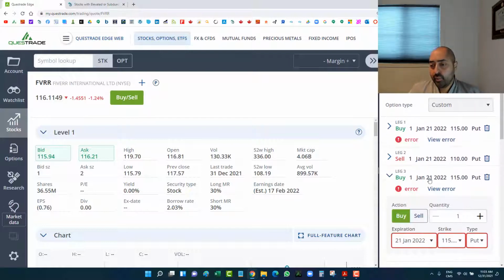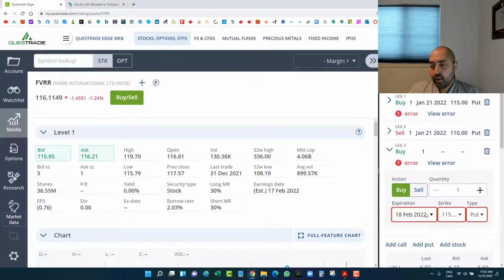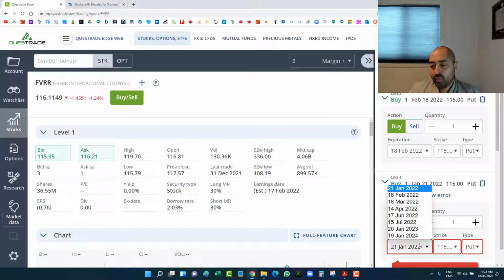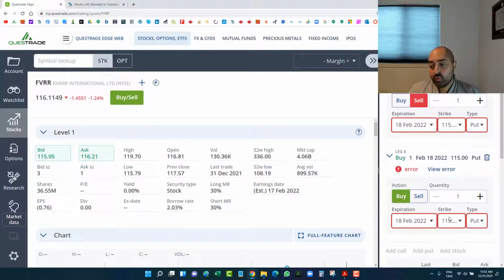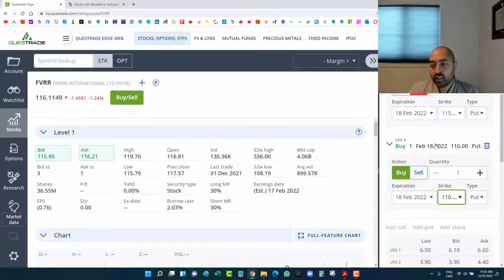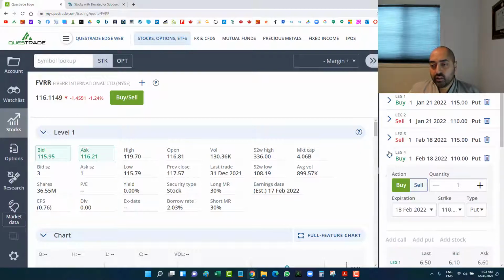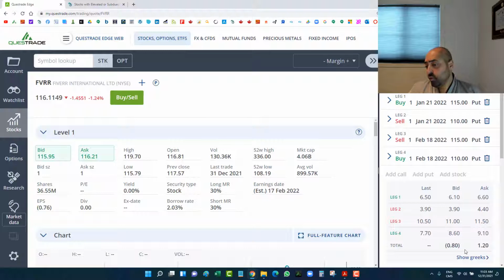So I'd add a put here, February, and then add another put here, February as well. So I'm basically rolling the January put spread into a February put spread. Same strikes, 115, 110, but just changing the expiration. See, I could roll it right now for a very small credit of about 20 cents. There's a 40-cent spread here divided by 2, so 20 cents or less. So I could collect an extra 20 cents from rolling it from January to February.